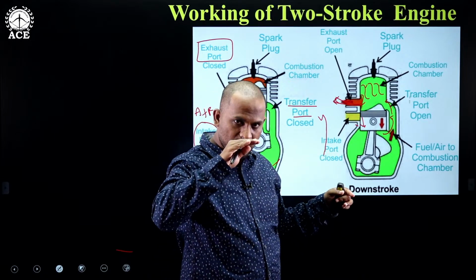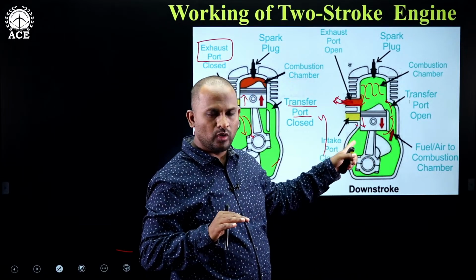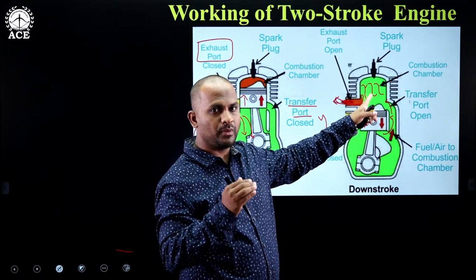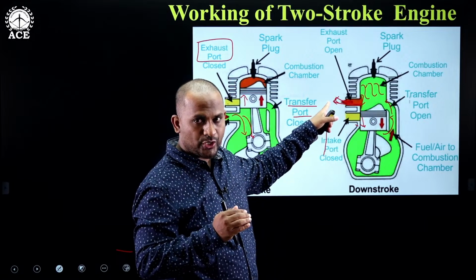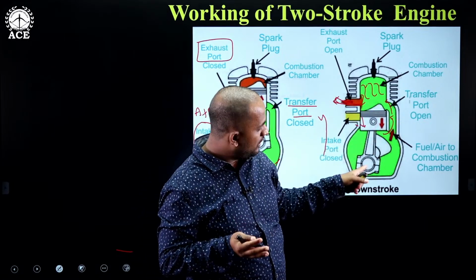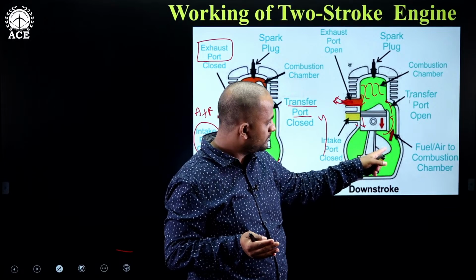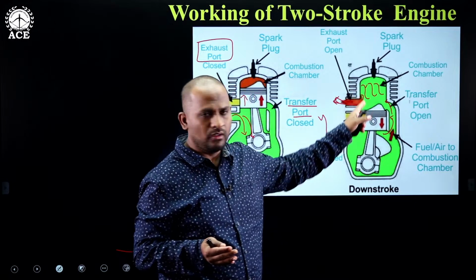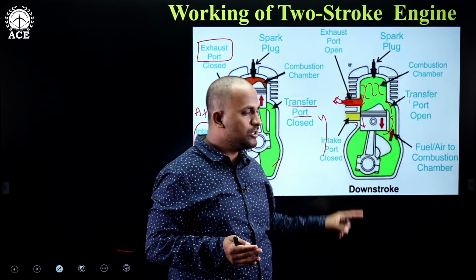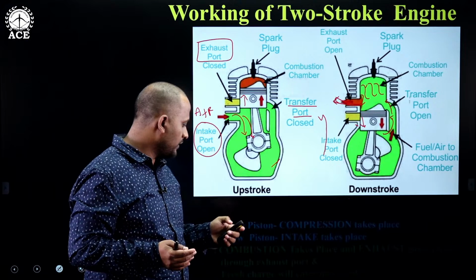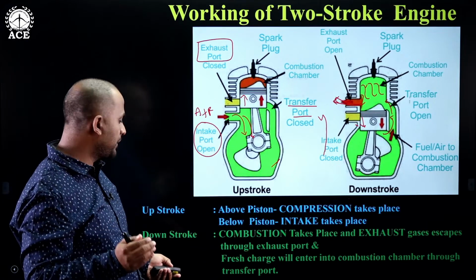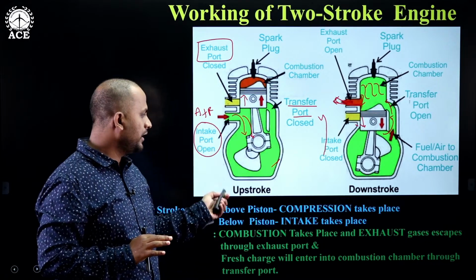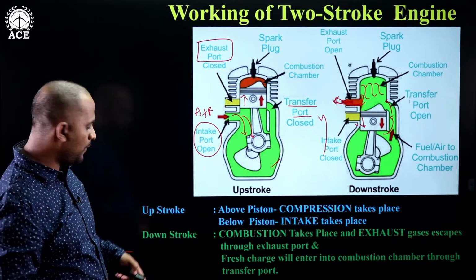So here, when the piston is moving down, first the intake port will be closed, then whatever gases are released because of the combustion in the previous process will be exhausted out, and on the opposite side, the air fuel mixture from the crankcase will enter into the transfer port, then into the combustion chamber. So in this way, the 4 processes, intake, compression, combustion and exhaust, will be completed in 2 strokes of the piston.